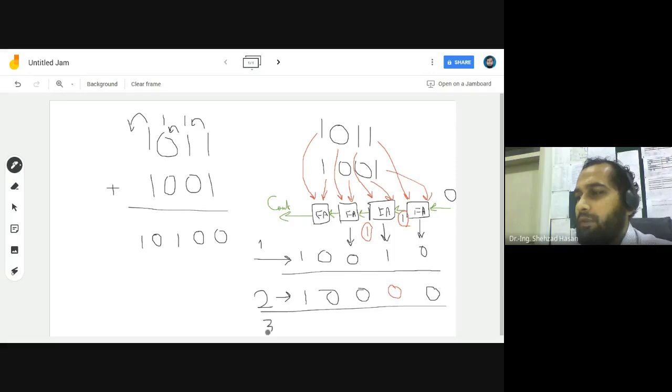Then in the third step, because of this one, the third full adder is also going to change itself, because now it's going to be 1, 0, 0. It's not going to be 1 anymore.